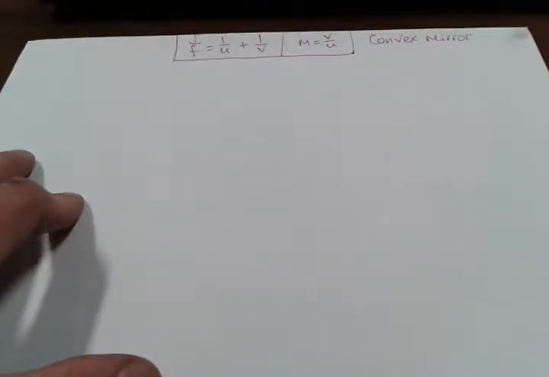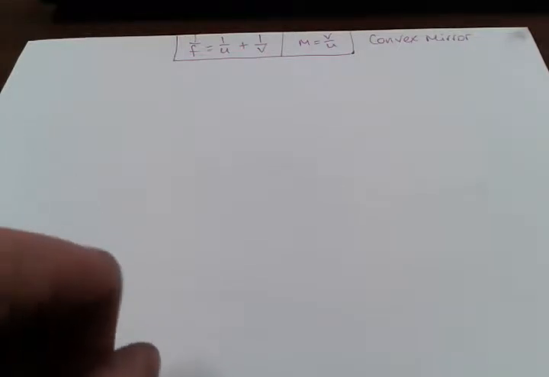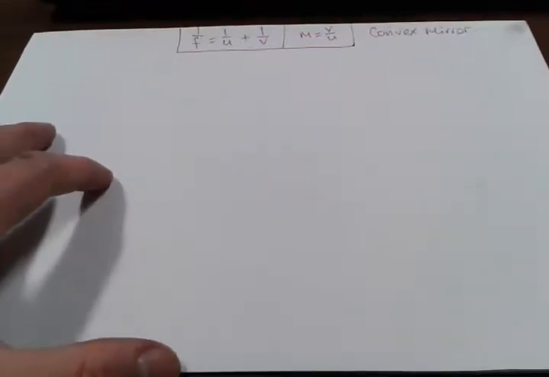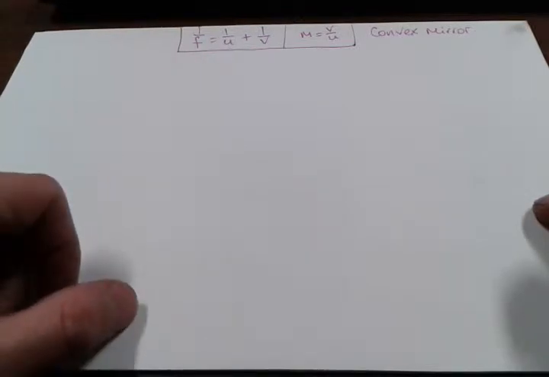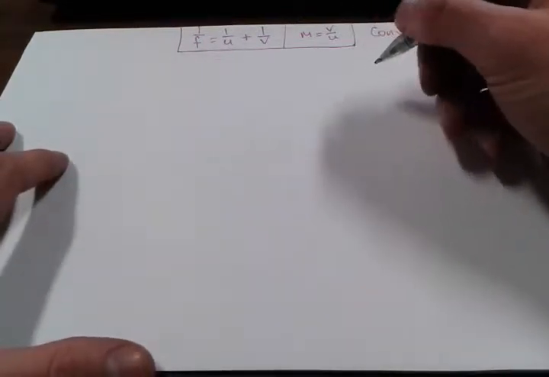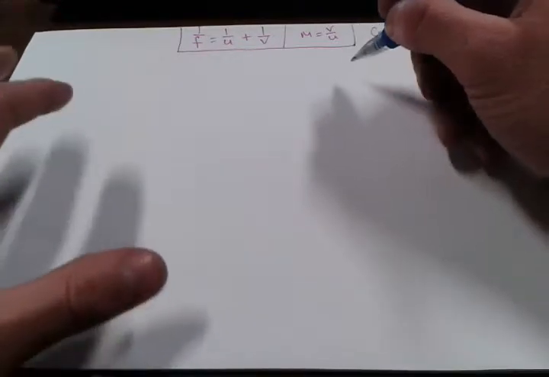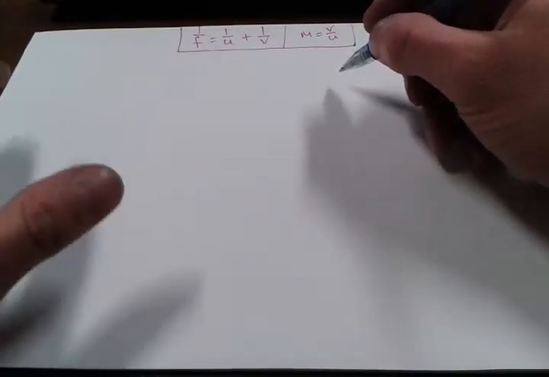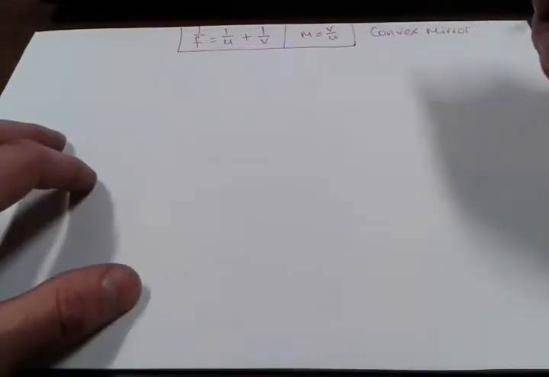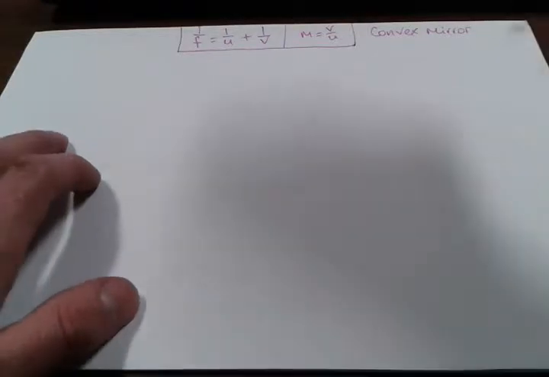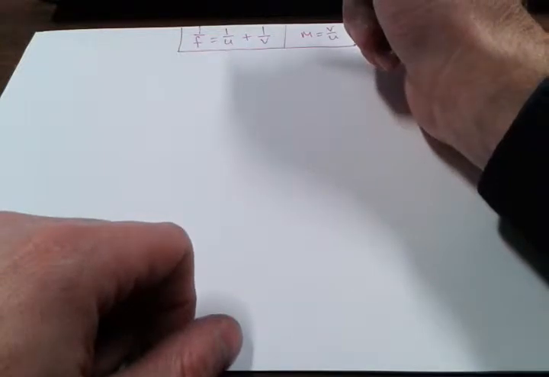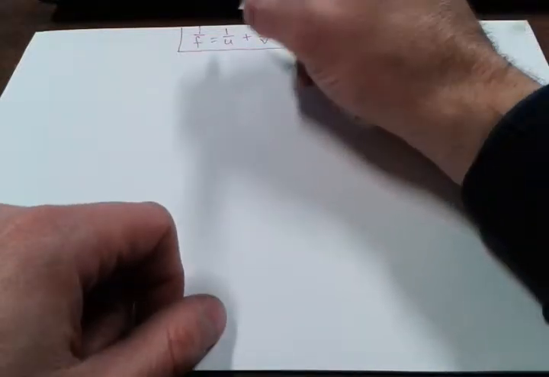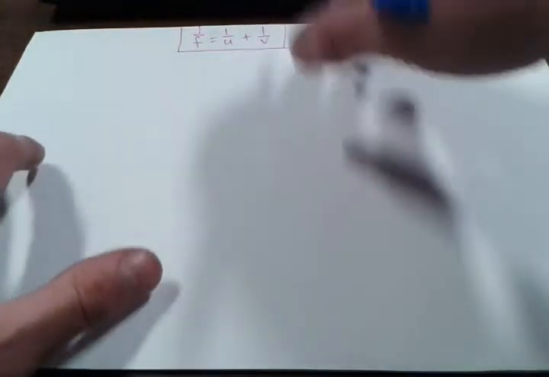Let's look at convex mirrors, because we've looked at concave mirrors up to now. The maths behind convex mirrors is very similar to the maths behind concave mirrors. It's almost exactly the same. A simple example of a maths problem that comes up for convex mirrors might go something like this. A convex mirror with a focal length of 25 centimeters.